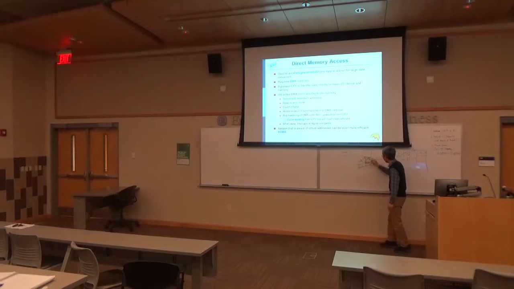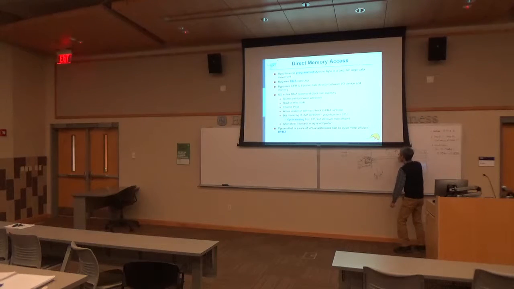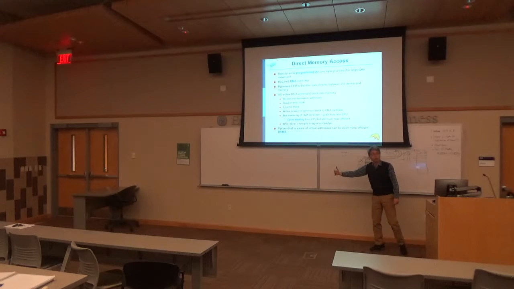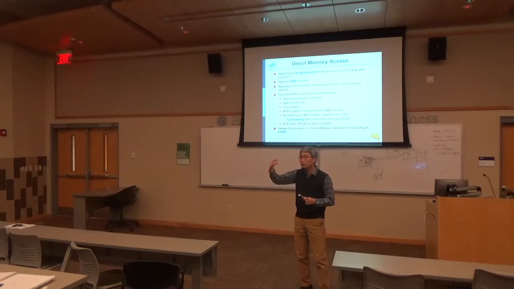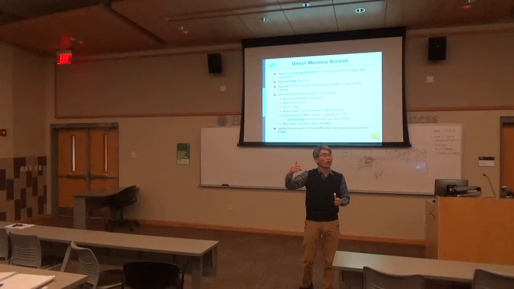Then read the data from the hard disk drive. Then such data A will be stored here. Then the CPU reads the data from here. Then find the next instruction, next instruction. So for each byte, how many instructions? At least one or two instructions.